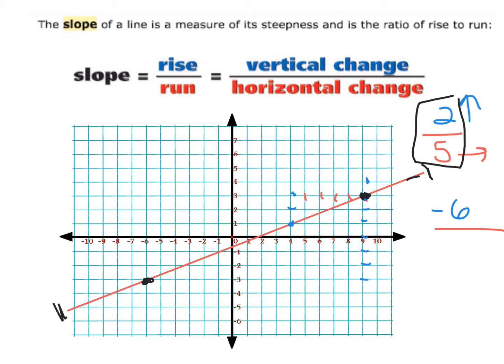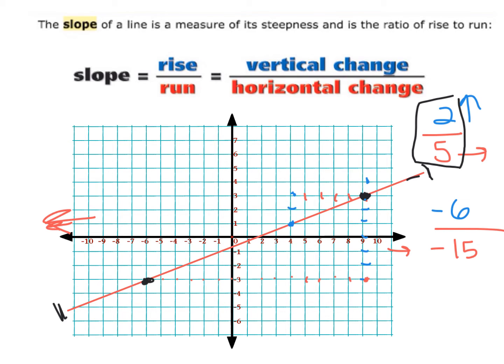Now let's look at my run. Okay, so from here, how far did I go over? And again, because the x-axis is positive as you go this way, and it's negative as you go that way, we are going to count in negatives. So -1, -2, -3, -4, -5, -6, -7, -8, -9, -10, -11, -12, -13, -14, -15. So that would also be -15 because we moved in the negative direction. We counted to our left.